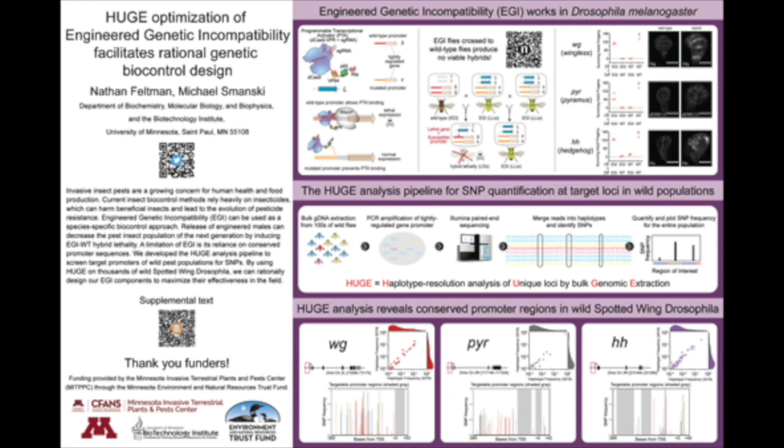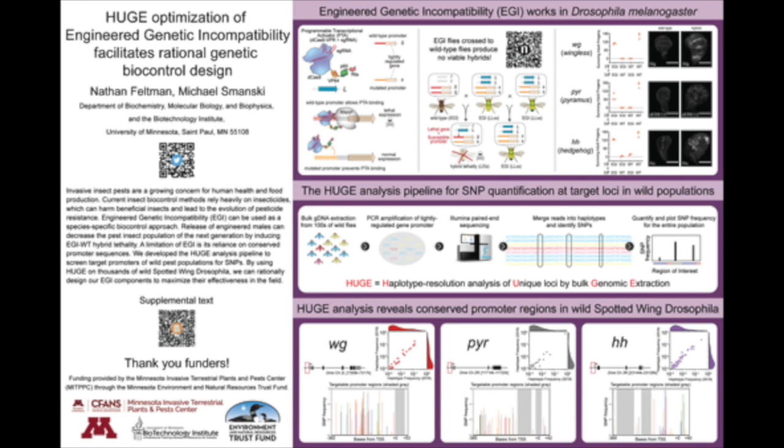EGI uses a CRISPR activation mechanism to induce lethal overexpression of a tightly regulated gene, but only in organisms which are not homozygous for a resistance mutation. Releasing male EGI insects into the wild should decrease the pest insect population of the next generation by inducing lethal overexpression in EGI wild-type hybrid offspring.